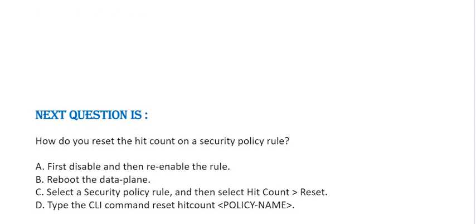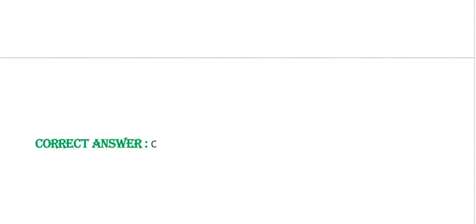Next question is, how do you reset the hit count on a security policy rule? Option A, first disable and then re-enable the rule. Option B, reboot the data plane. Option C, select a security policy rule and then select hit count, then reset. Option D, type the CLI command reset hit count policy name. Correct answer is option C.